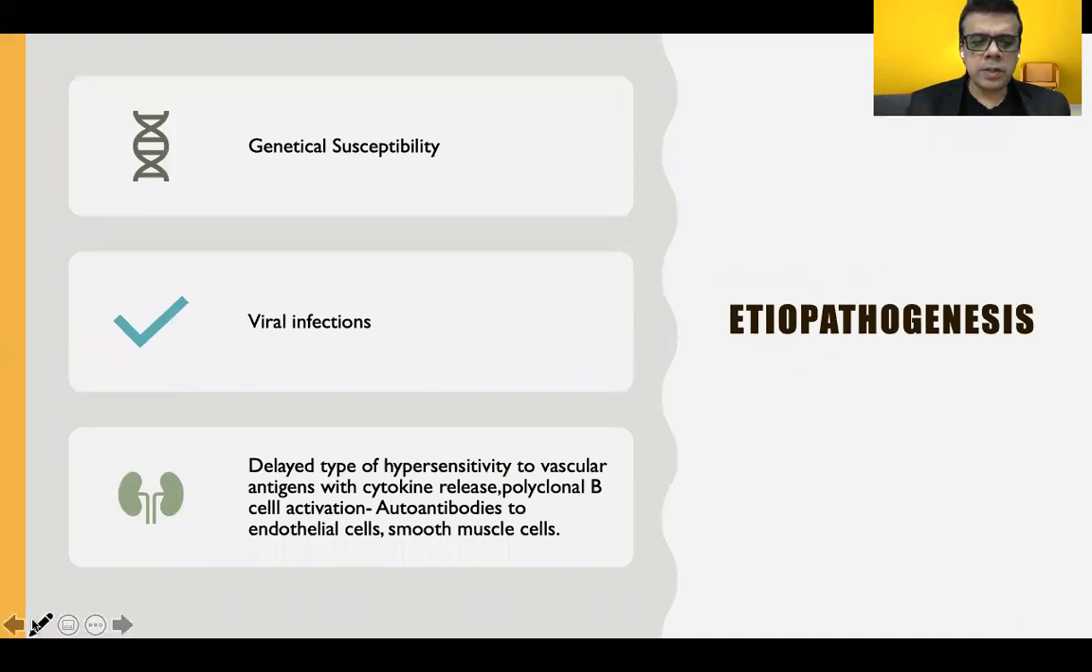The etiopathogenesis is being investigated and says that there is some genetic susceptibility to the disease. Various infectious agents, particularly some viral infections, are implicated, and there is delayed type of hypersensitivity or some kind of cross reactivity to unknown vascular antigens, which causes undue cytokine release, and the hyperinflammatory state leads to polyclonal B cell activation with generation of autoantibodies to endothelial cells and smooth muscle antibodies. So this antigen antibody immune reaction leads to significant blood vessel damage or vasculitis.